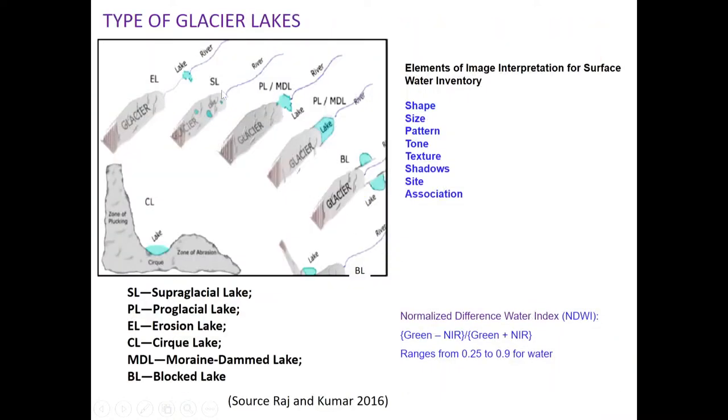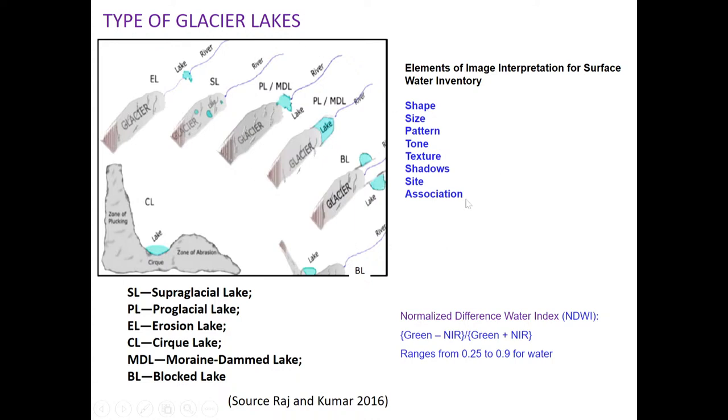So these are the supraglacial lakes, those present over the glacier. There are erosion lakes, there are the proglacial lakes or the moraine dam glacial lakes, the blocked lakes. So there are different types, like the cirque lakes. There are different interpretation keys to identify these glacial lakes, such as shape, size, pattern, tone, texture, shadow, site, association.